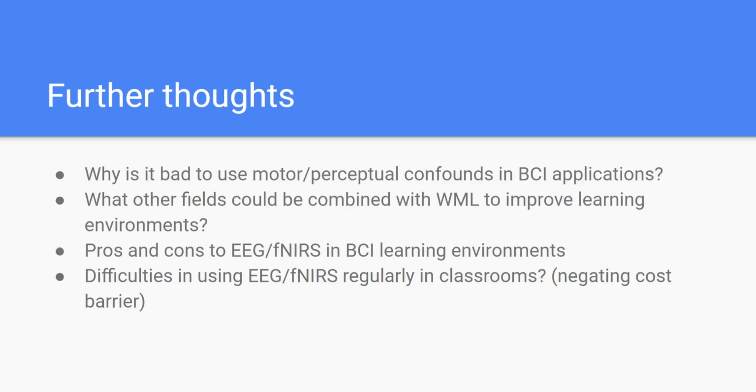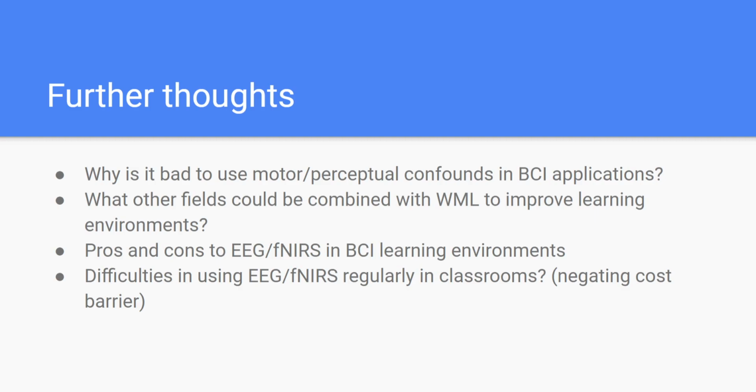And based off of that, my further thoughts or questions for you to think about for the discussion post is, why is it bad to use motor and perceptual confounds in BCI applications? What I mean by this is that if this helps classify the data and you know that these motor confounds are going to be present when someone's doing the real world task, why not use those as a way to classify the data? Like, why does it have to be this pure brain data? Why can't it also take in physiological measurements that show up in brain data?